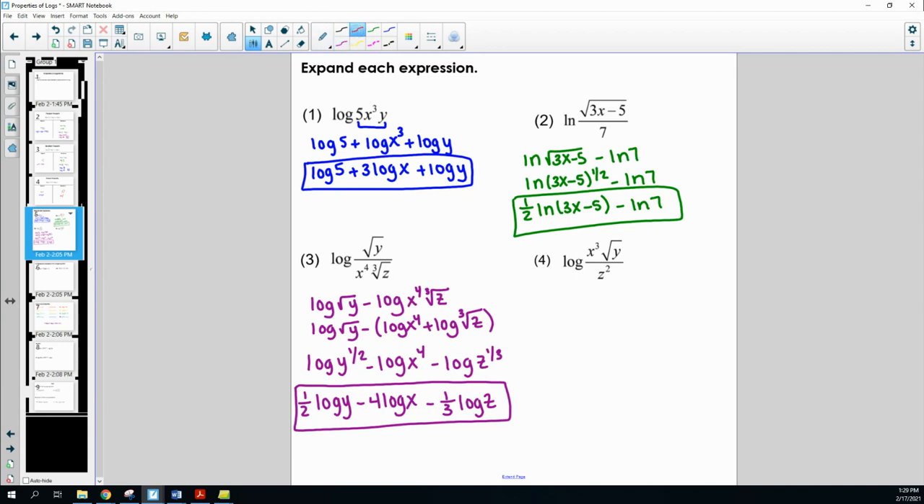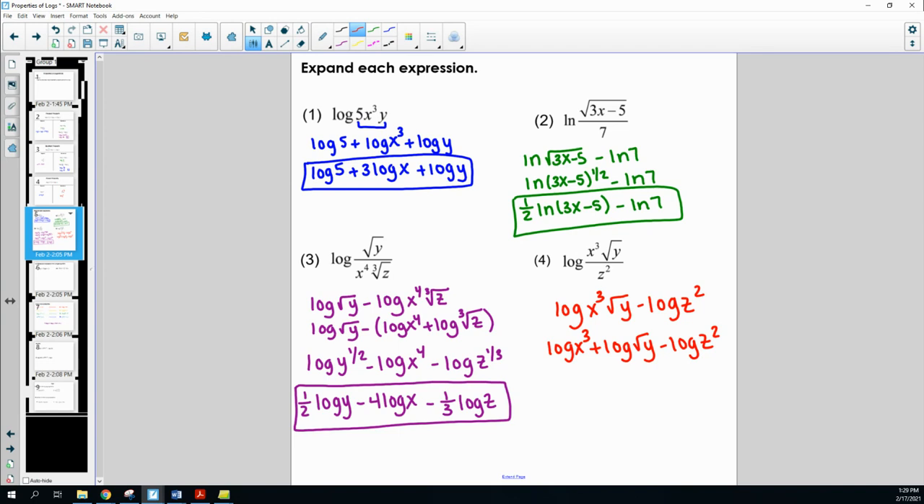All right, so the last one we have here, again, we have overall division. So I have log of x cubed square root y minus log of z squared. The x cubed square root y are being attached through multiplication, so I'm going to break that up using addition. So I'll have the log of x cubed plus the log of the square root of y minus the log of z squared.